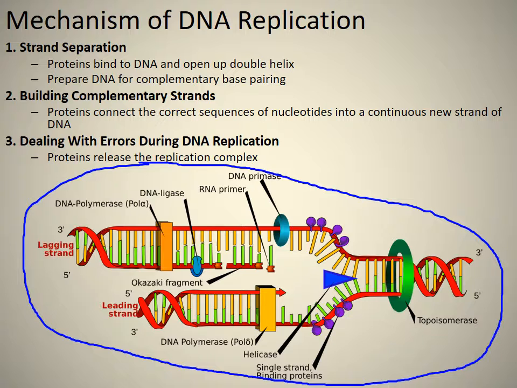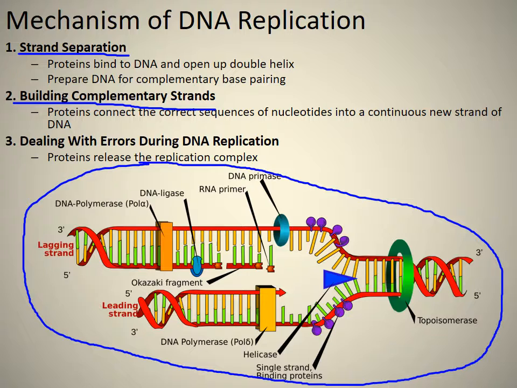We can take a look at three different things here when we're discussing the mechanism of DNA replication. First, we need the strand to separate. The double helical strand needs to separate. Once the strand separates, we need to build complementary strands. Complementary strands meaning that A always pairs with T, T always pairs with A, C pairs with G, and G pairs with C. That's what complementary means.